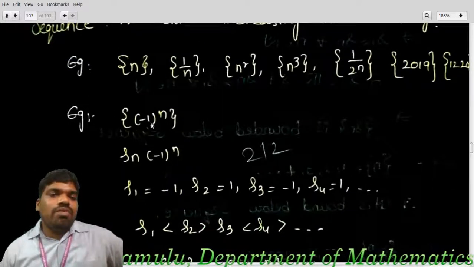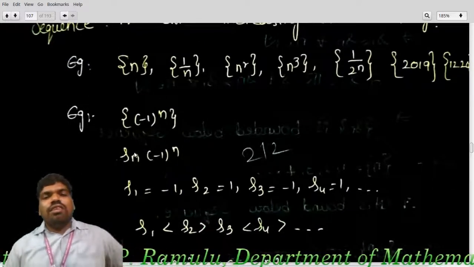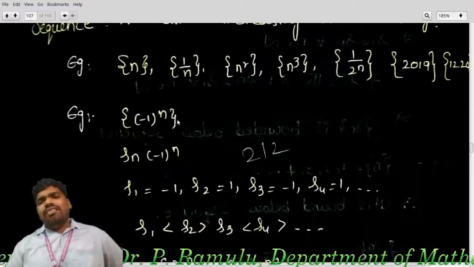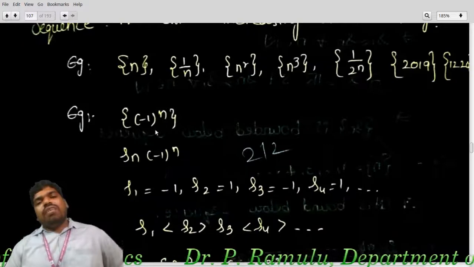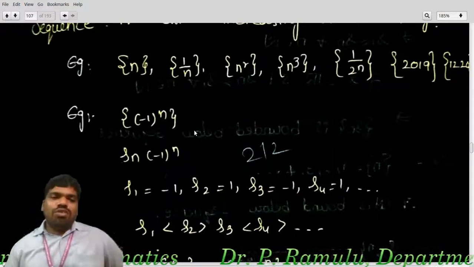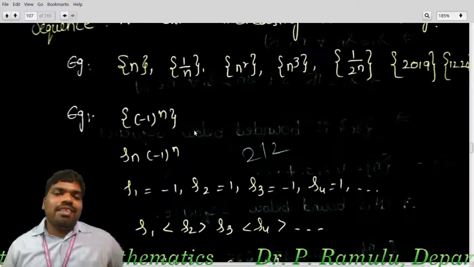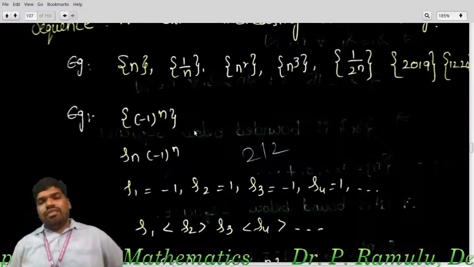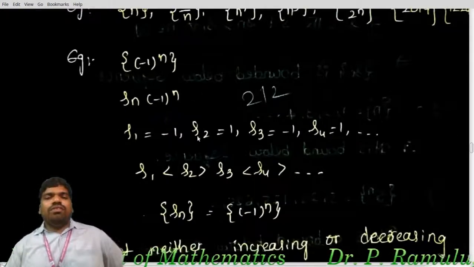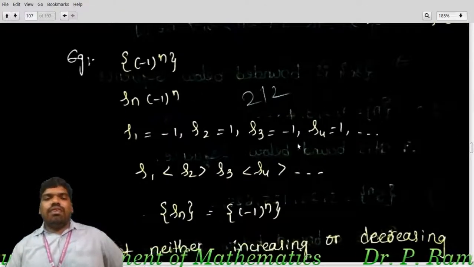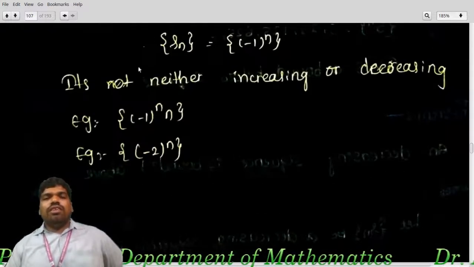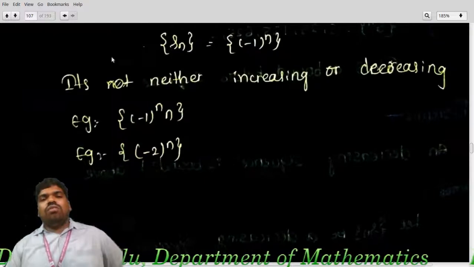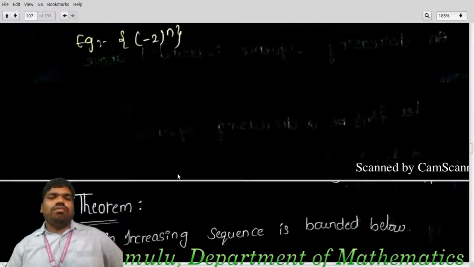If I take (-1) to the power n, this sequence is neither increasing nor decreasing. Therefore, it is not a monotone sequence. Why? Because it is neither increasing nor decreasing: S1 equal to -1, S2 equal to 1, S3 equal to -1, S4 equal to 1. So these are not monotone sequences.